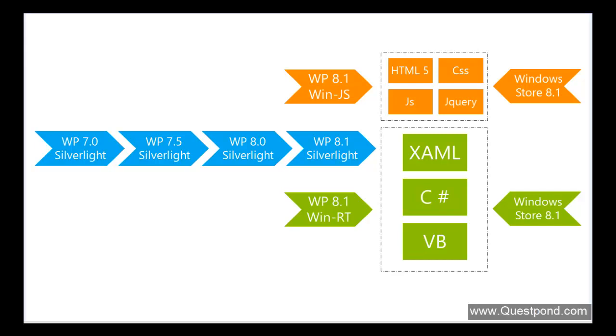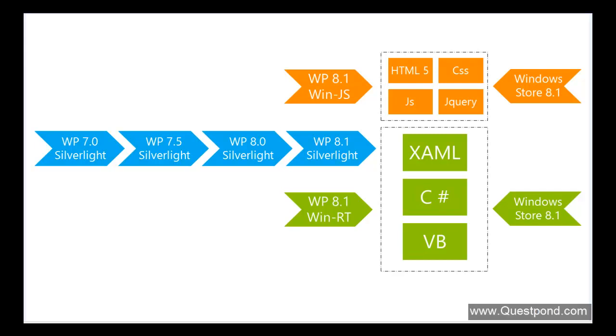As we know, Windows Phone 7.0 was based on Silverlight, and in the following versions like 7.5 and 8.0 also, Microsoft was following only Silverlight. People developed applications in XAML and wrote code in C# and VB in all these versions. But now, in the Windows Phone 8.1 operating system, we have different flavors. As we know, they are still following Windows Phone 8.1 Silverlight XAML, which is based on the XAML UI, and you can write code in C# and VB.